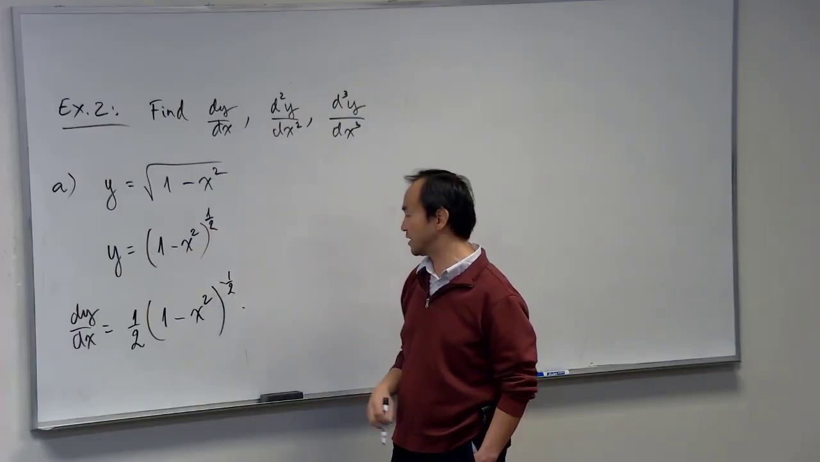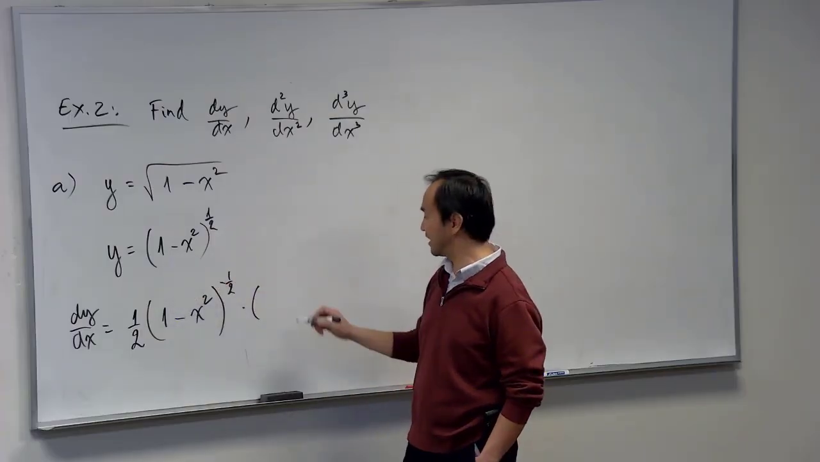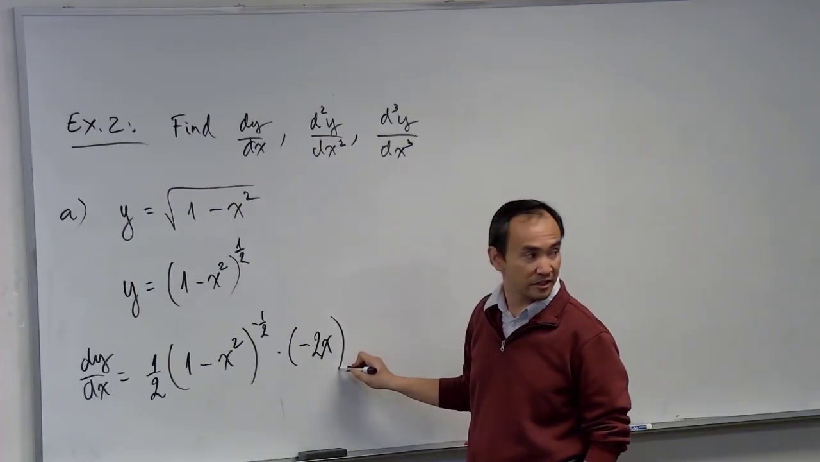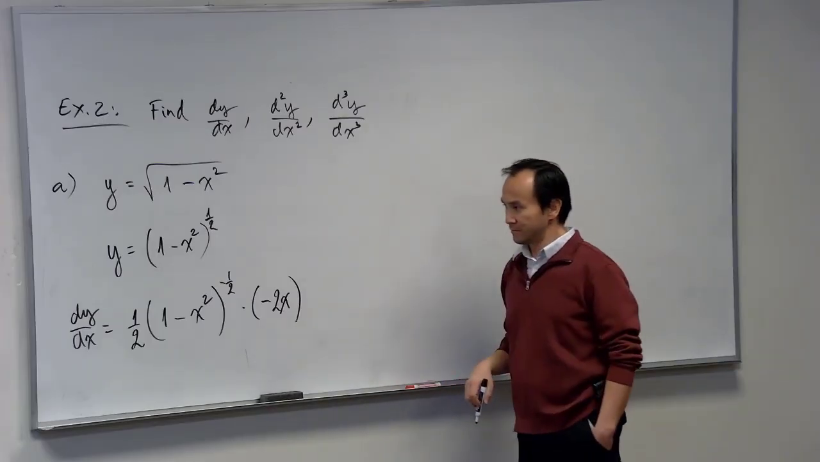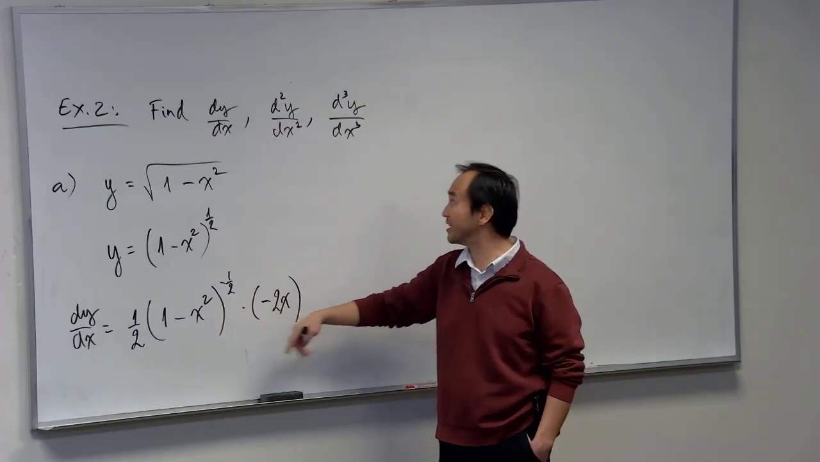And we multiply that with what? The derivative of the inside, so leaving it minus 2x. Does everybody agree with me on that? Okay, so now we are about to take the derivative of this.